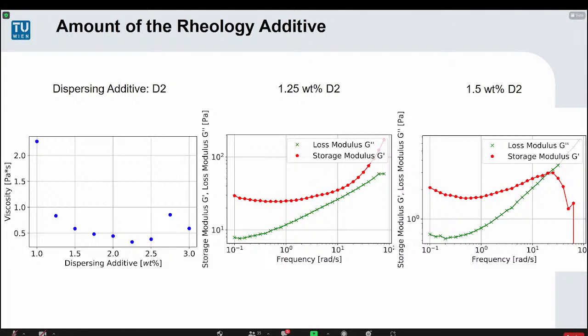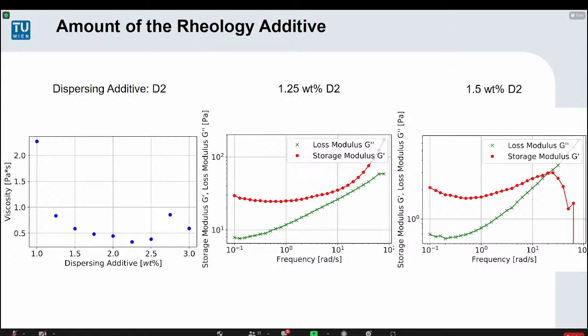We also wanted to identify whether the slurries with a different amount of dispersing additive are stable, so we performed frequency sweeps of the slurries. Here in the middle, we can see a slurry which was prepared with 1.25% of D2, and on the right-hand side, a slurry prepared with 1.58% of D2. When we look at the lower frequencies, we see that for 1.258% of D2, this slurry seemed stable, as the storage modulus is above the loss modulus, and it is above 10 Pascal, which is not the case for the slurry with 1.5% of D2.